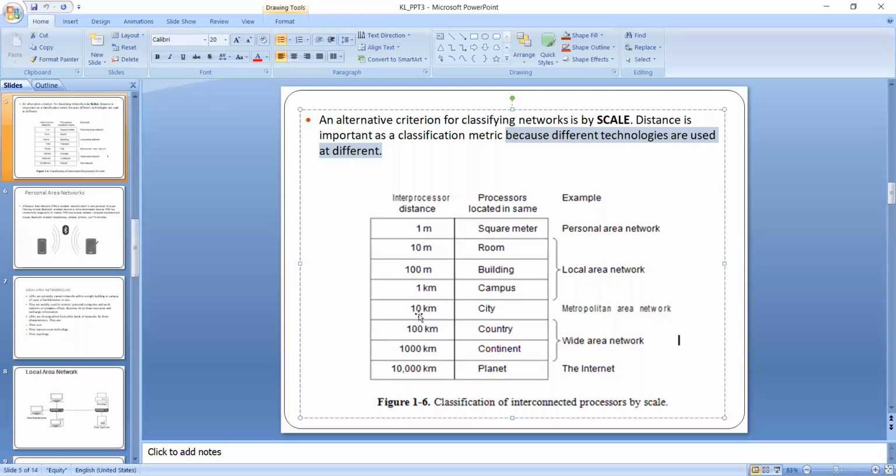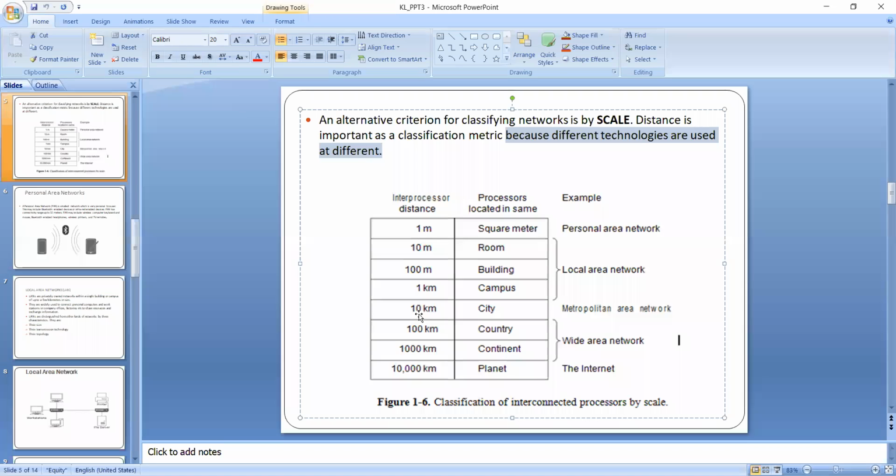And finally, if the inter-processor distance is 10,000 kilometers and the processors are located in the same planet, that means wherever on the earth, you can use the network, that is the internet. So here the classification is based on the scaling, basing on the geographically located distance of the machines.